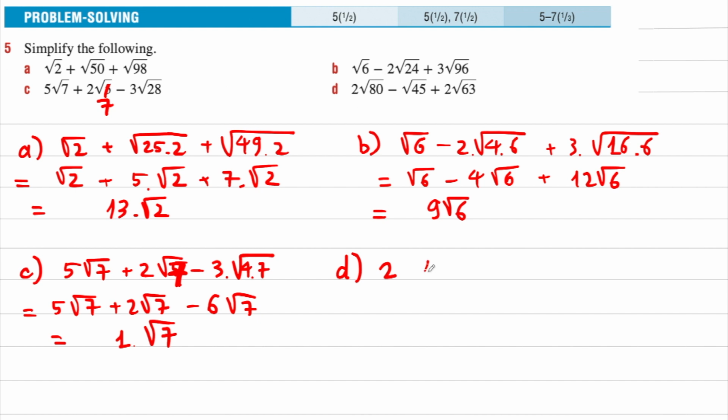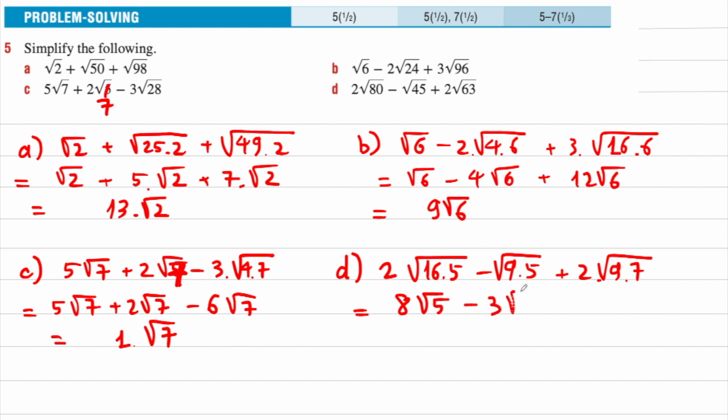Question D. 60 times 5, 60 times 5 equals 80. 9 times 5 is 45. And 9 times 7, like this one. 4, 8. 8 times 5, 3 square root 5. 2 and 3, 6 square root 7. Oh, I think we cannot simplify here, but we can simplify this one. 5 square root 5 plus 6 square root 7.